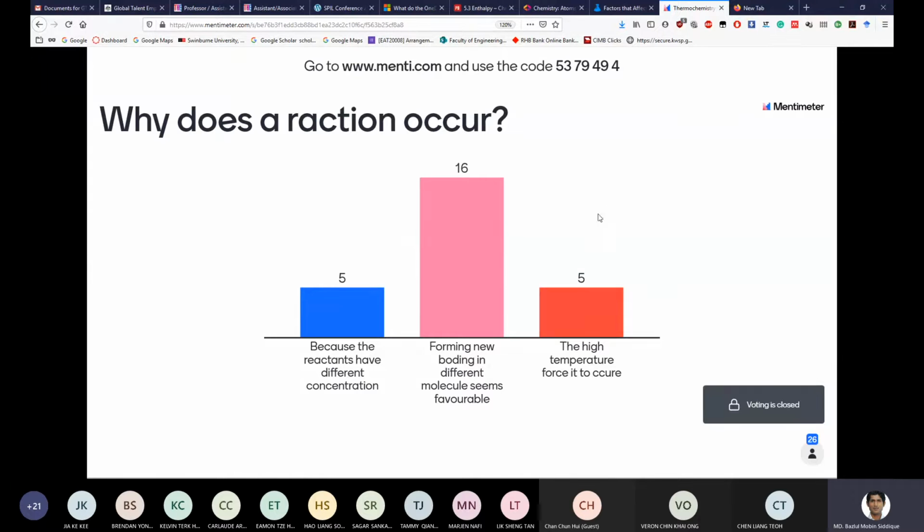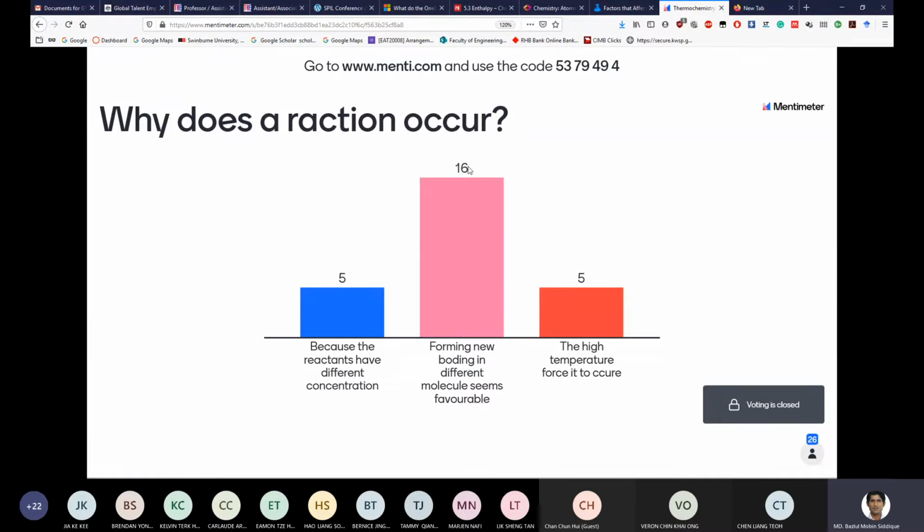Okay, voting finished. So there is quite a good distribution. 16 here, 5 here, 5 here. Okay, 5, 5, 10, and 16 plus 10 is 26. So what are the other students doing? Why don't you just click it? It's too difficult for you.